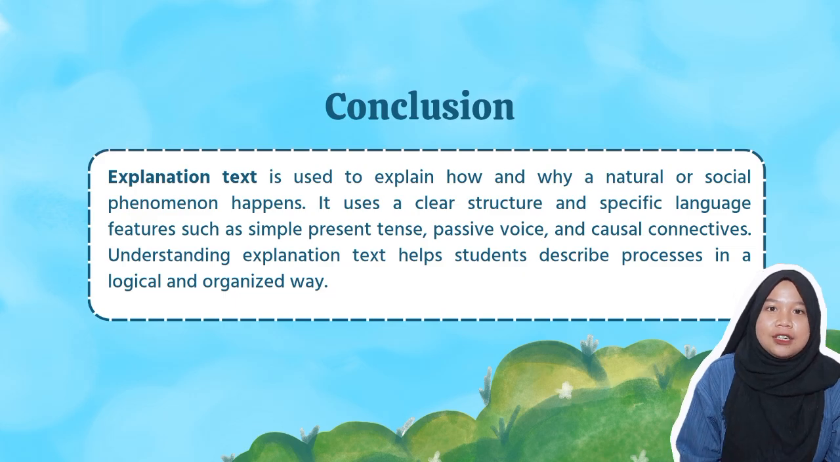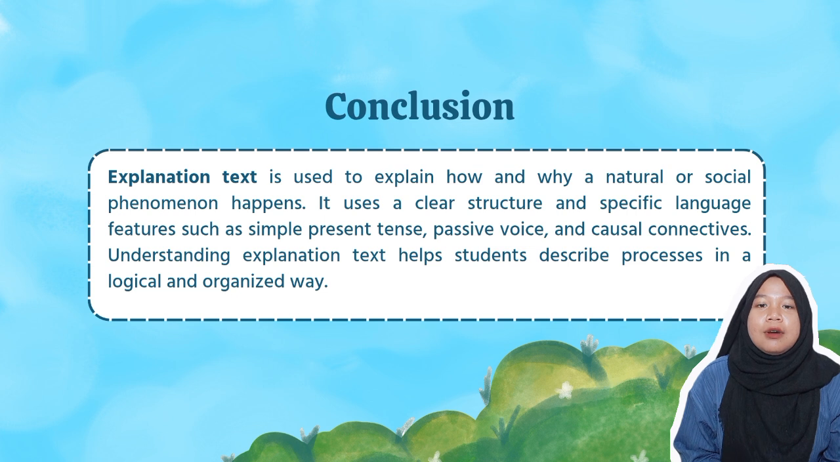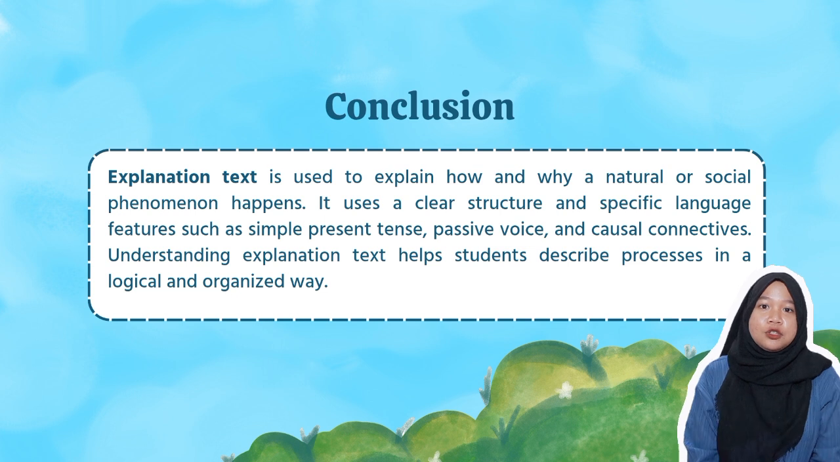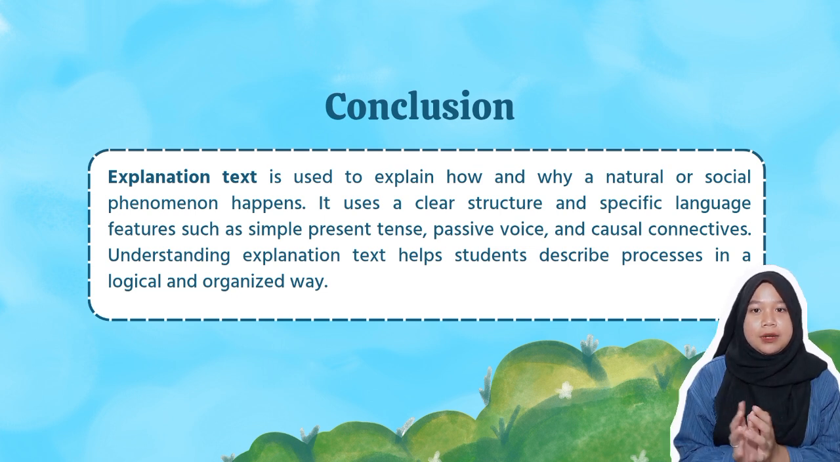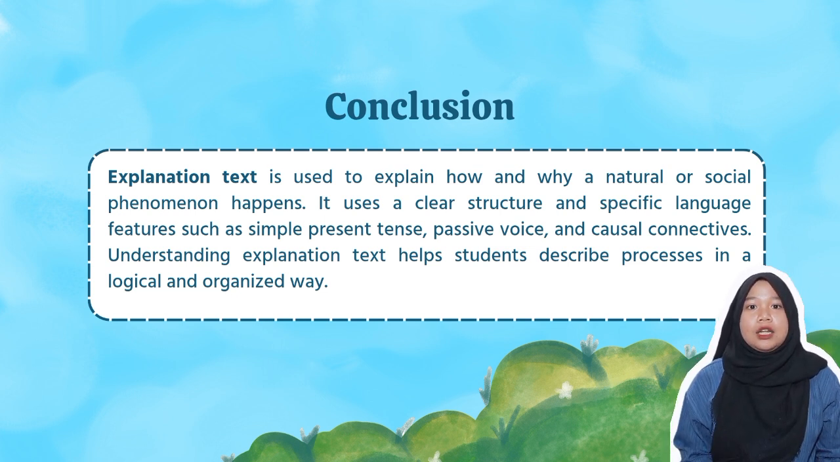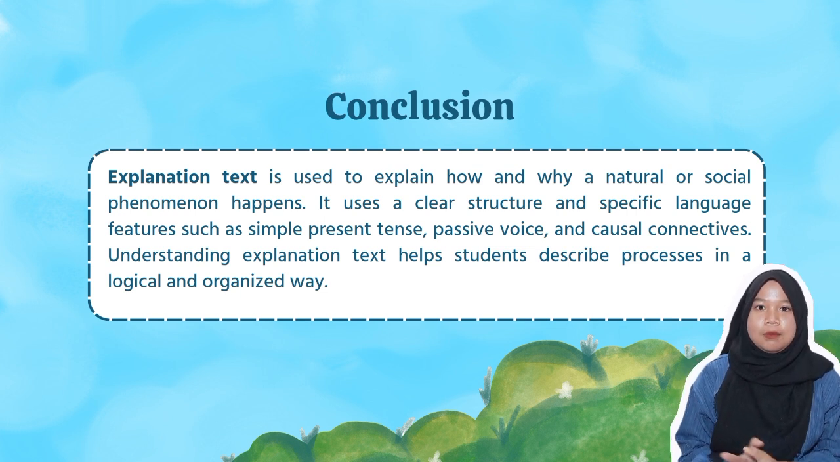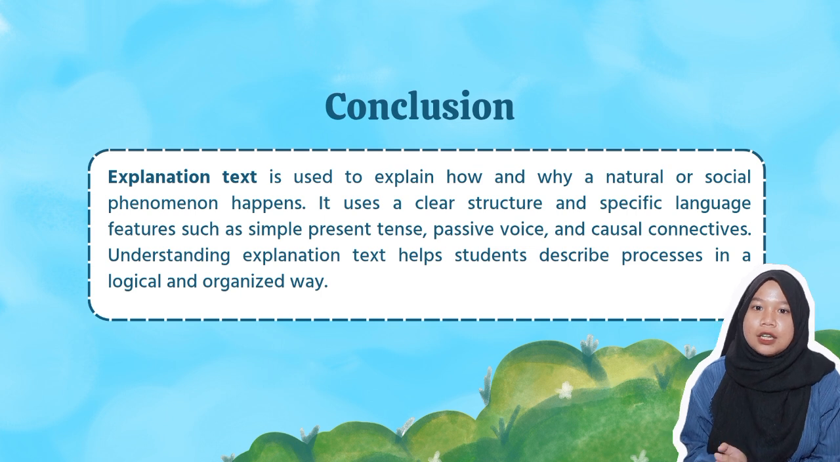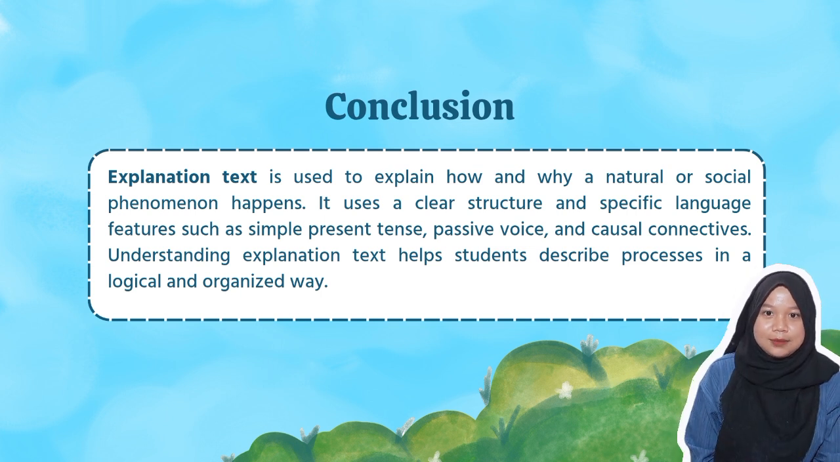Finally, in conclusion, today we have learned about explanation text. Explanation text is used to explain how and why a natural or social phenomenon happens. It uses a clear structure and specific language features such as simple present tense, passive voice, and causal connectives. Understanding explanation text helps students describe processes in a logical and organized way.